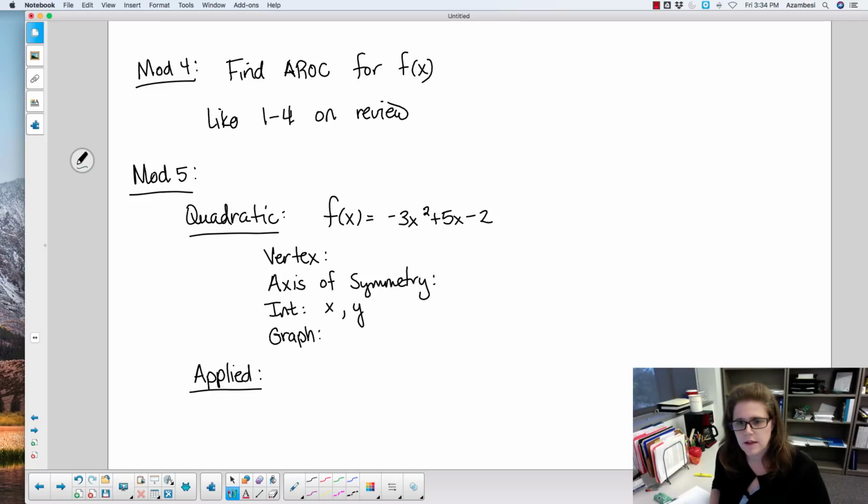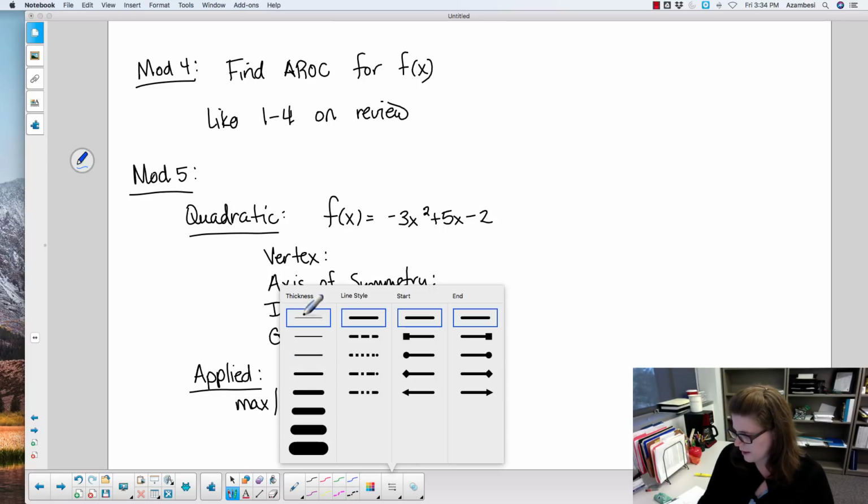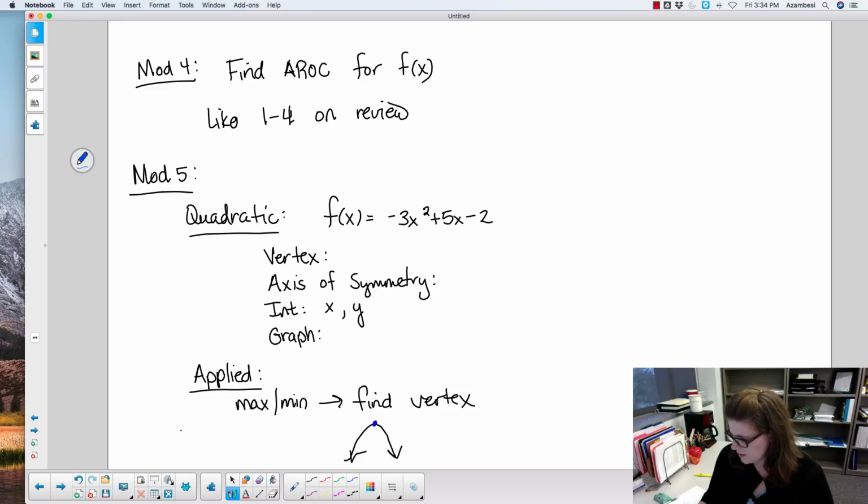And remember that the applied quadratic functions are really, when you're asked for a maximum or a minimum, that really is the find the vertex in disguise. Because we're dealing with a parabola, and that maximum or minimum value is always the peak here. So like your hands-on lab with the parabolas, you'll have something like that on the test itself.